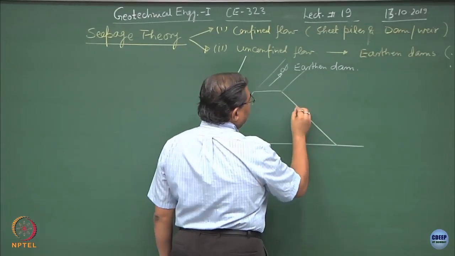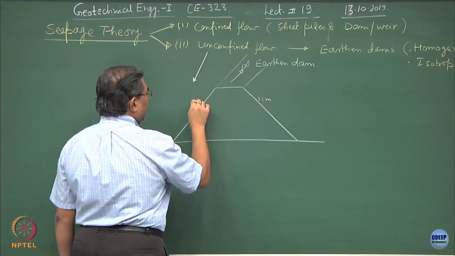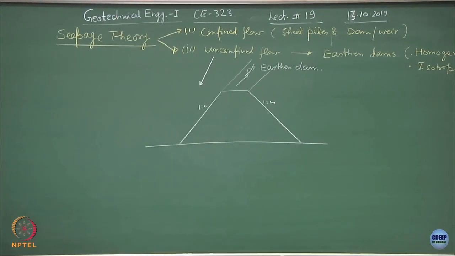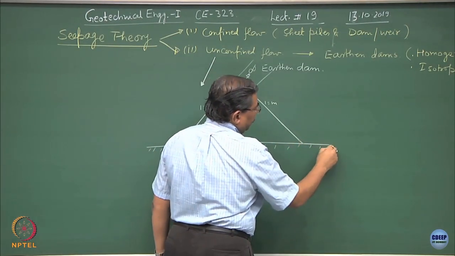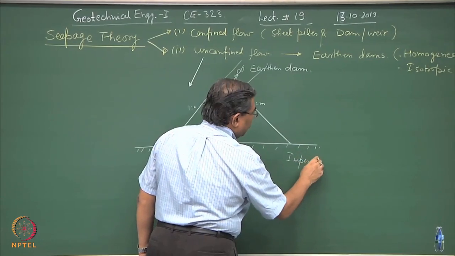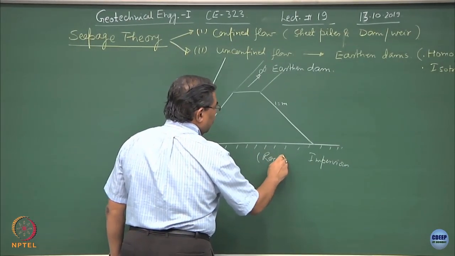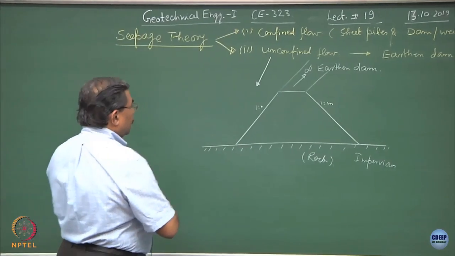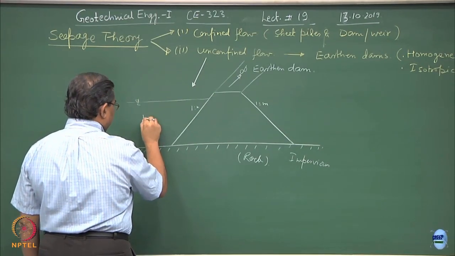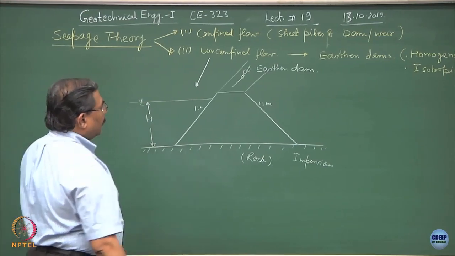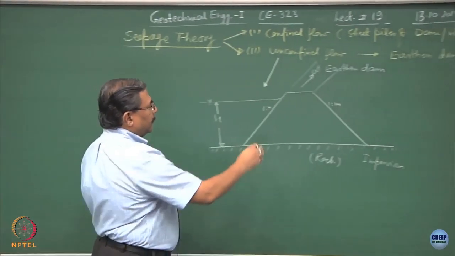Normally, we define the slopes as 1:m and 1:n, where 1 is vertical and n is horizontal. We might assume this to be impervious. It's a rock, and then suppose if I am retaining water over here of height h, I want to establish the domain of seepage which is occurring through the body of the earthen dam.